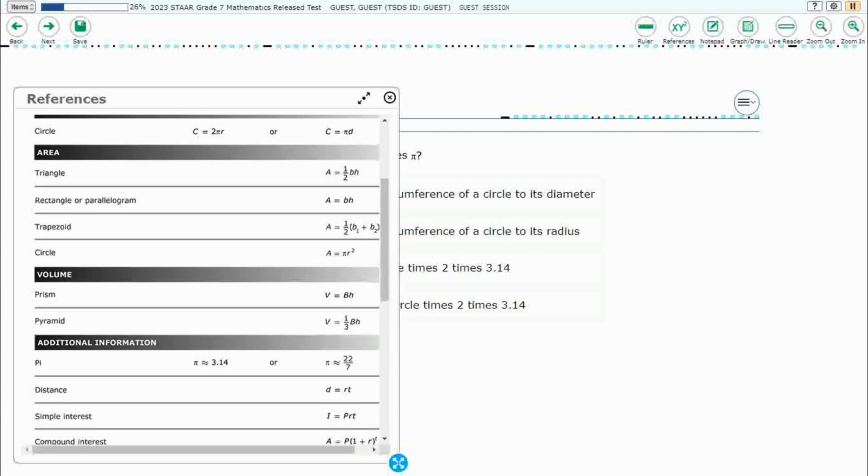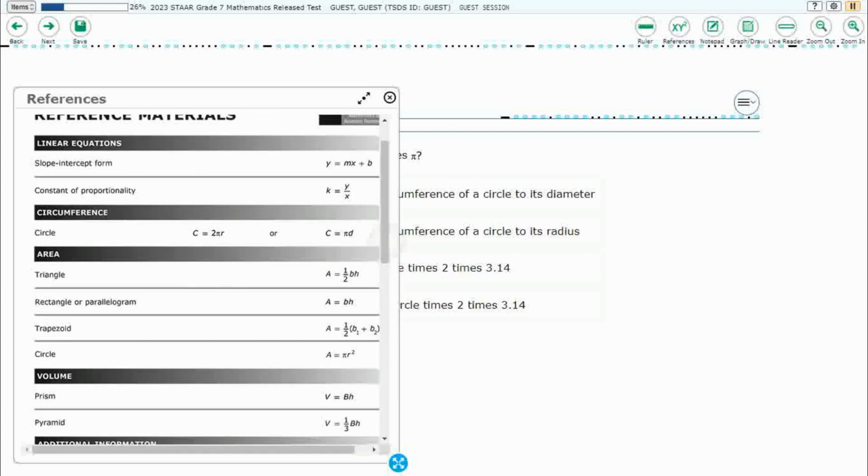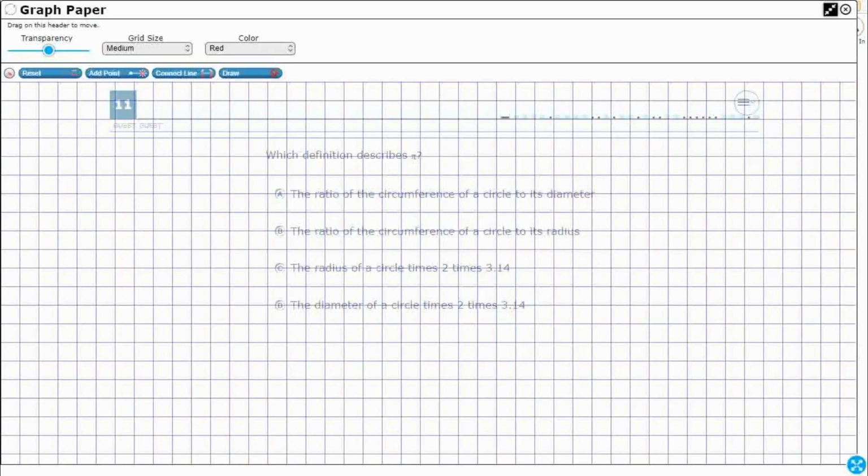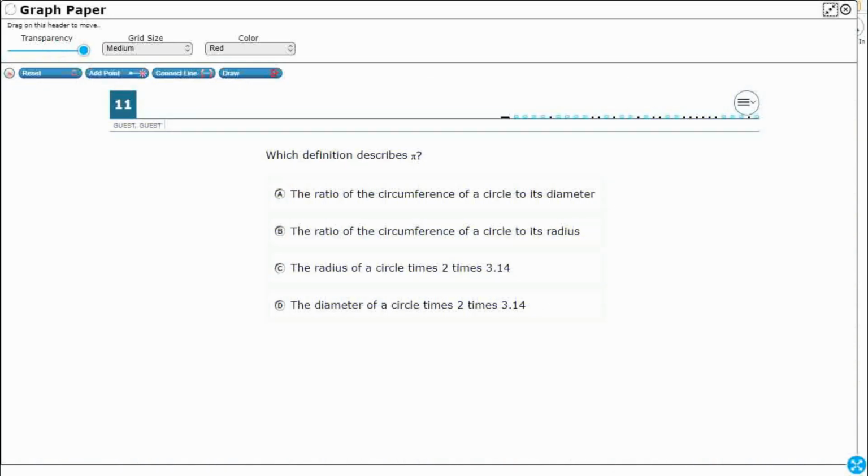And we do see that pi shows up here for the area of a circle. And we do see that pi is used here for circumference, right? Circumference equals 2 pi r, or c equals pi d. So we see pi in multiple spaces, but we need to be able to understand what it really is.